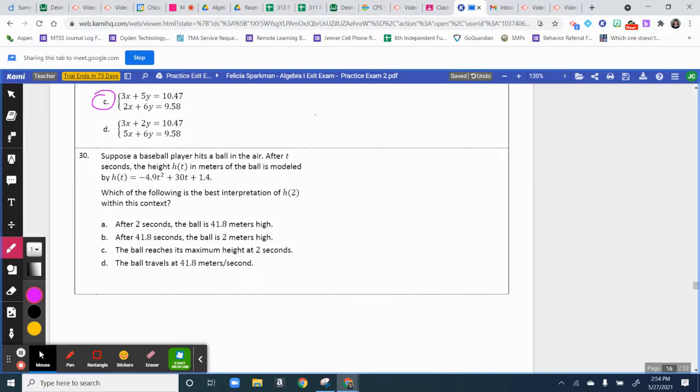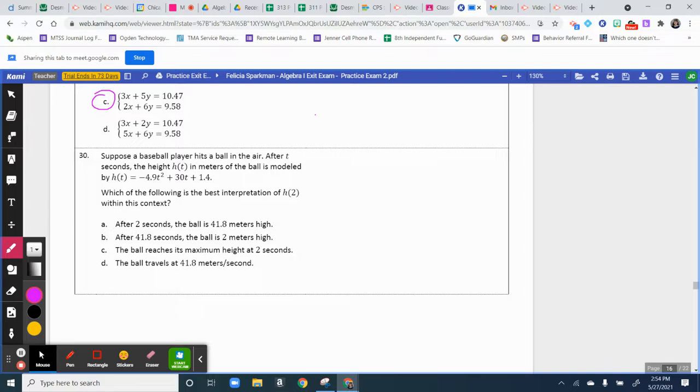Suppose a baseball player hits a ball in the air. After t seconds, the height h of t in meters of the ball is modeled by h of t equals negative 4 9/10 t squared plus 30t plus 1 4/10. Which of the following is the best interpretation of h of 2 within this context?